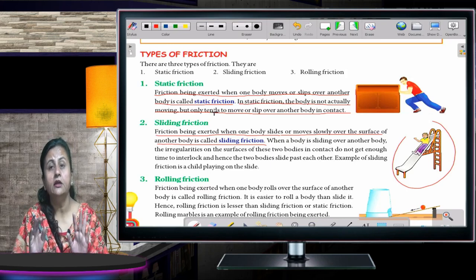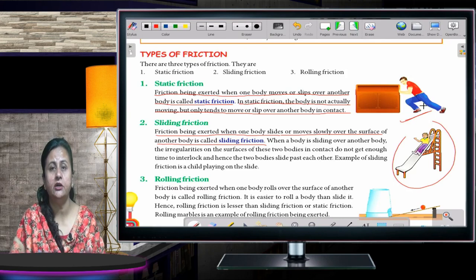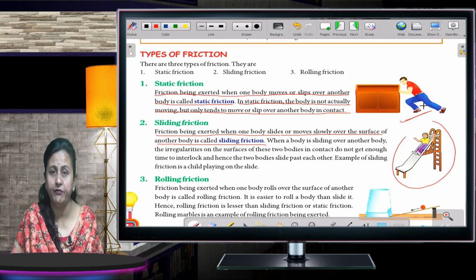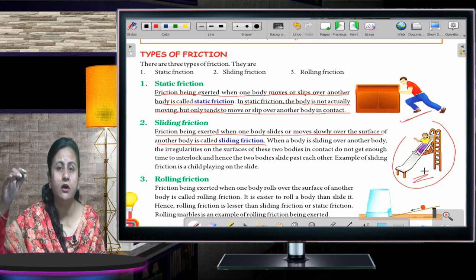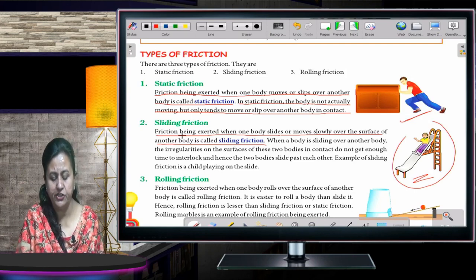Here you can see this man, he is exerting pressure. He is pushing the box. Now, what is that? That is static friction. But in this one, what is happening? The boy is moving slowly on the slide. Friction being exerted when one body slides or moves slowly over the surface of another body is called sliding friction.